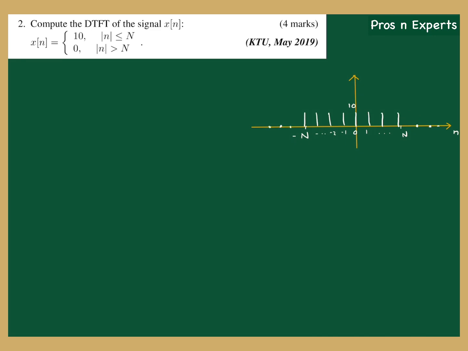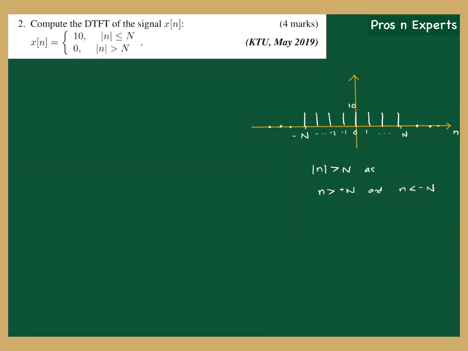Why? Because mod n greater than N, I can always write as n greater than plus N and n less than minus N. Is that correct? 0 for mod n greater than N means 0 for n greater than positive N. So all those samples are 0. Similarly, n less than minus N.